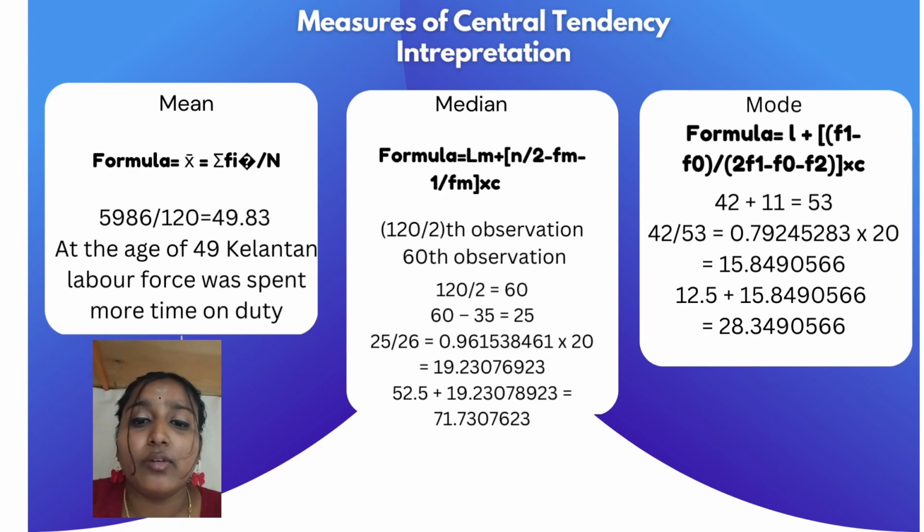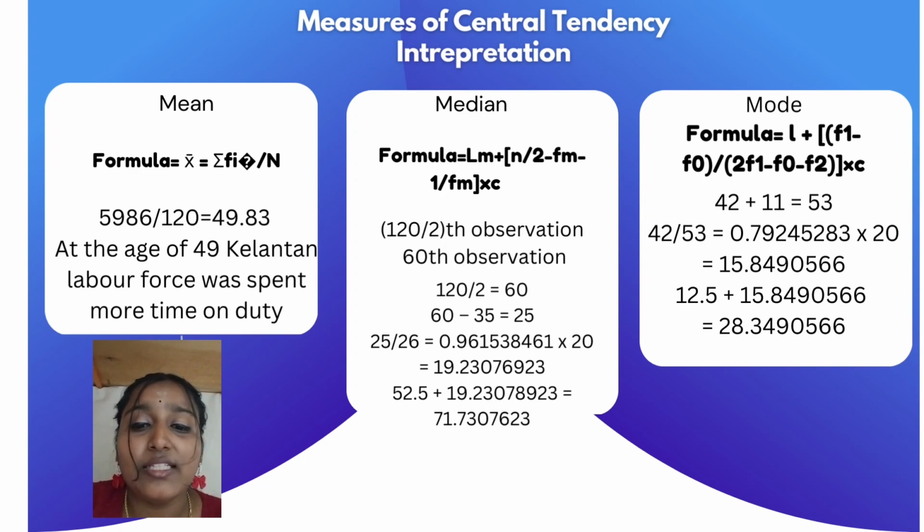Formula is n over 2, so 1200 divided by 2 observations, so the answer is 60. So the median class is 53 until 72.